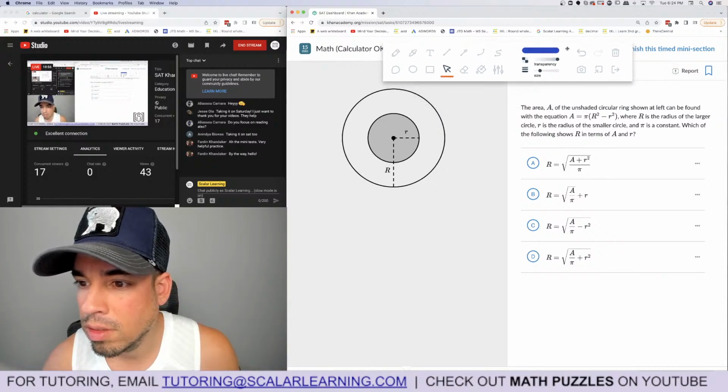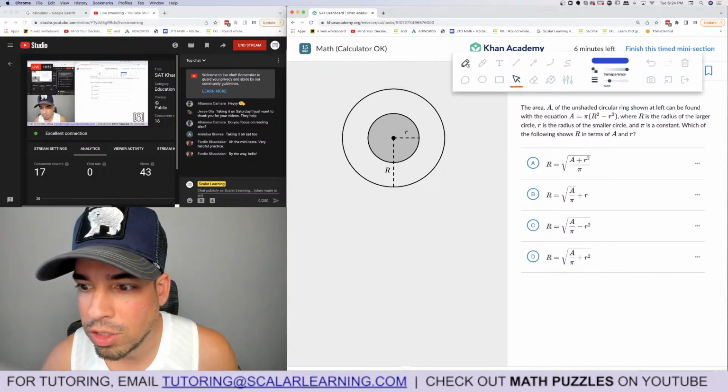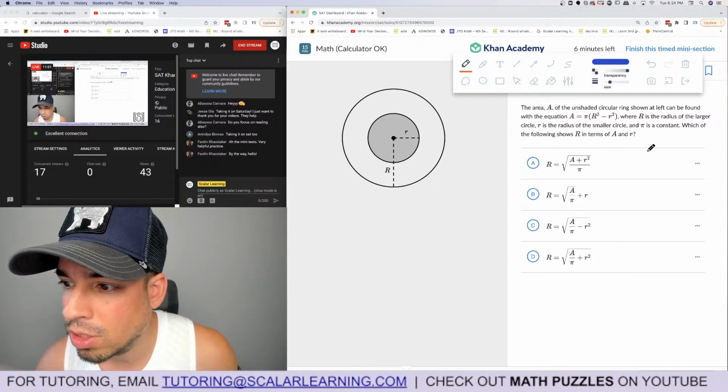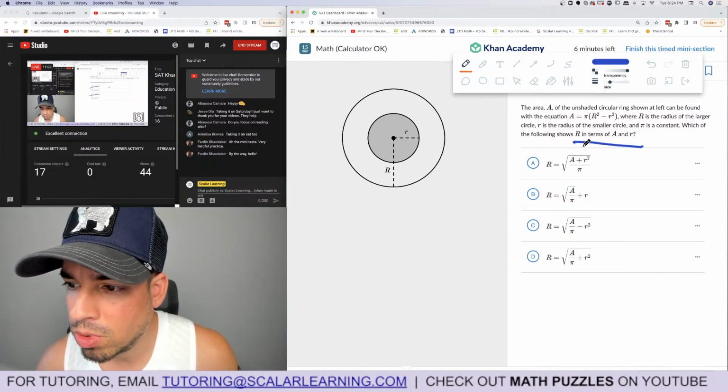8, the area of an unshaded circle. Oh, gosh, okay, shown on the left. Oh, wait, this is just isolation. Which is fine, shows R in terms of A and R. That's it. So we didn't even need to do anything. So we need to isolate R.